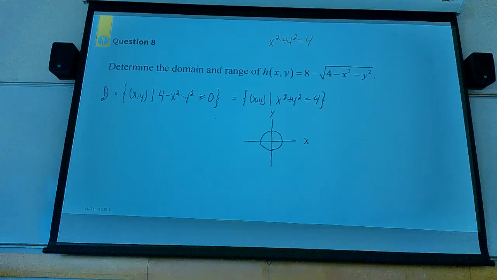Now, what if it's less than? So that's x squared plus y squared equals 4. What about x squared plus y squared less than 4? It would just be inside. Be everything inside, right? That would be the domain. Boundary included. That's why it's closed. So it's all points on or inside the circle of radius 2 centered at the origin.